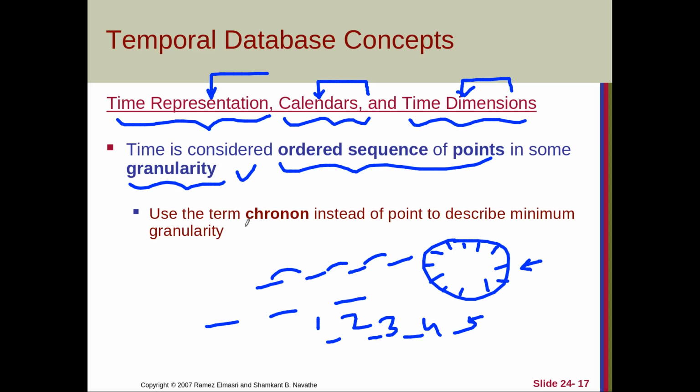We use the term chronon instead of point to describe the minimum granularity. So we will use the term chronon as the general term for representing these points. The chronon may be seconds, minutes, hours, days, weeks, months, and so on.